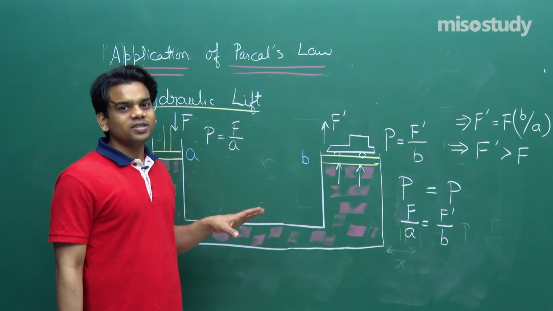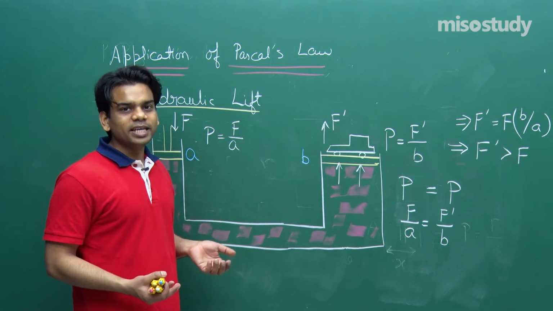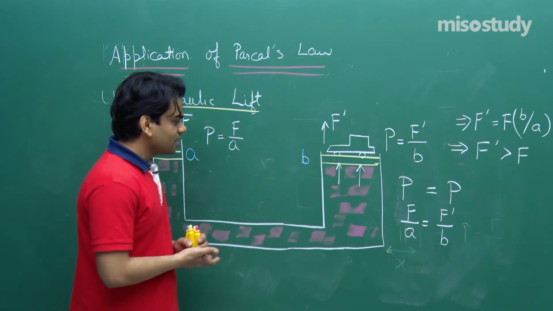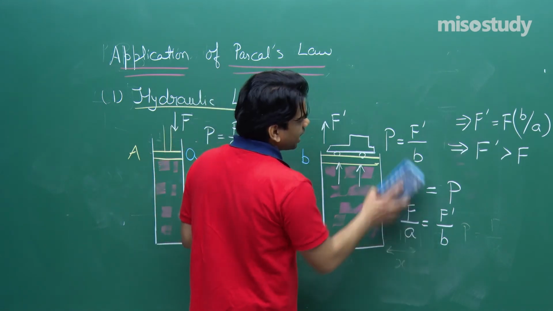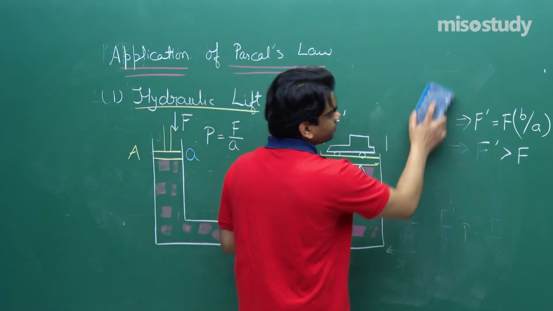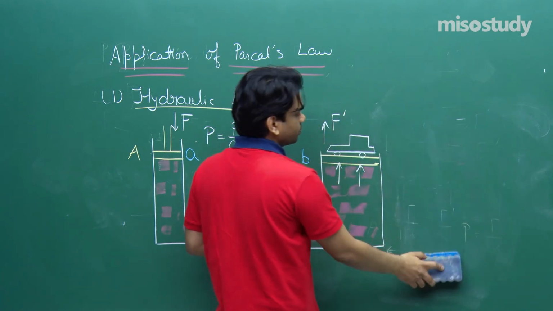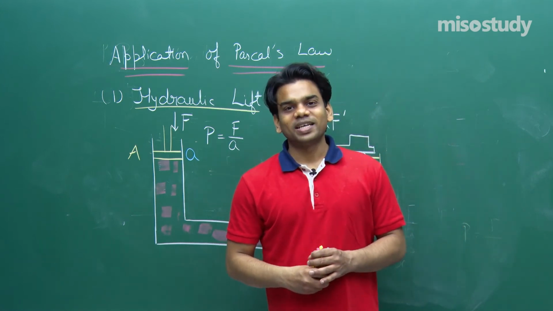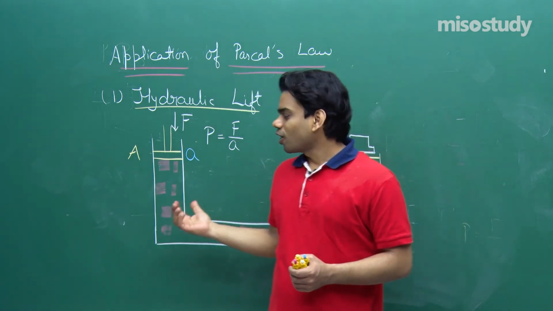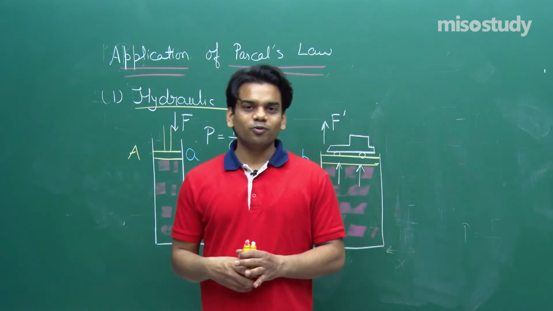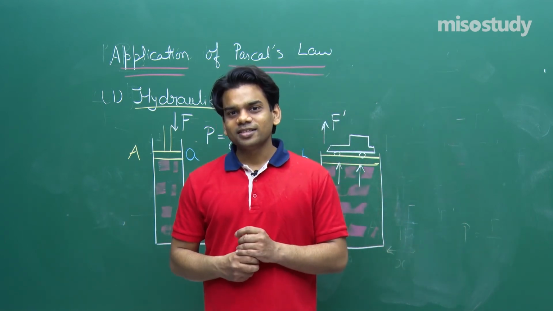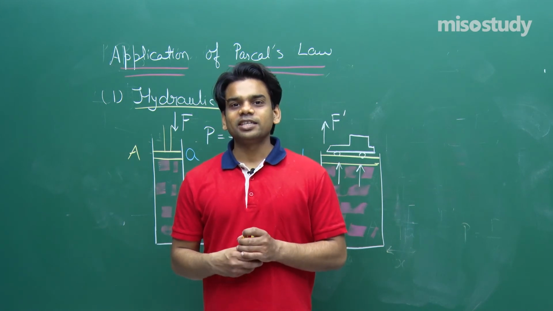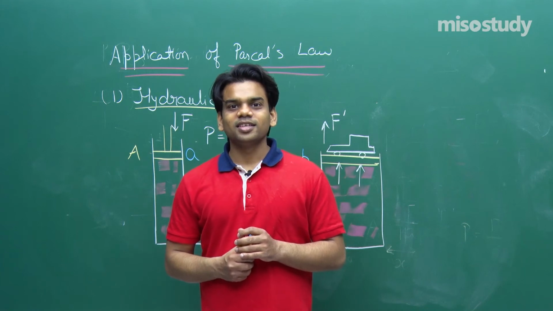So you're not breaking the law of conservation of energy. Although you are getting more force output, still the work done is same in both the cases. As much amount of work you do, that much amount of work you are going to obtain as the output. So this was the first application of Pascal law, in which you can produce more magnitude of force by applying a lesser magnitude of force, and this is used in case of hydraulic lift. The second application of Pascal law is the hydraulic brakes.